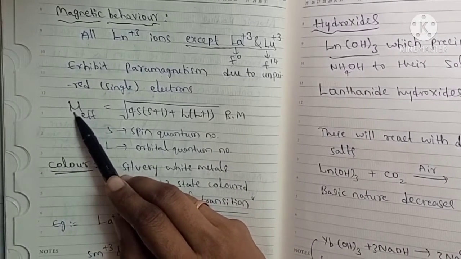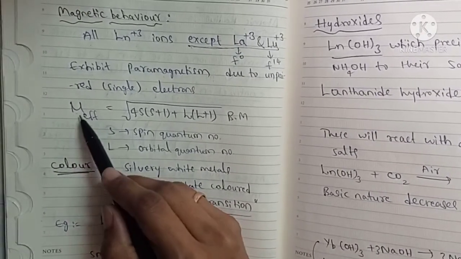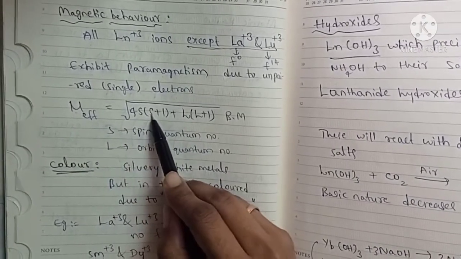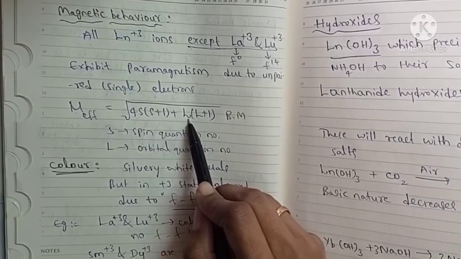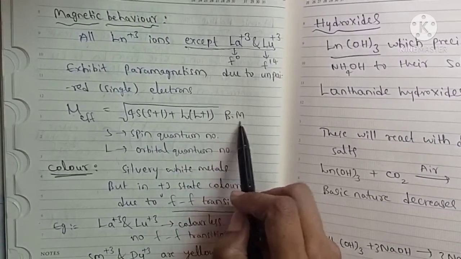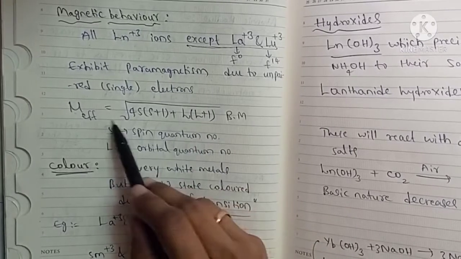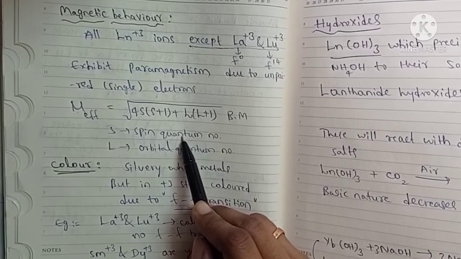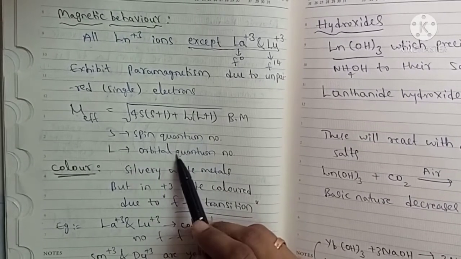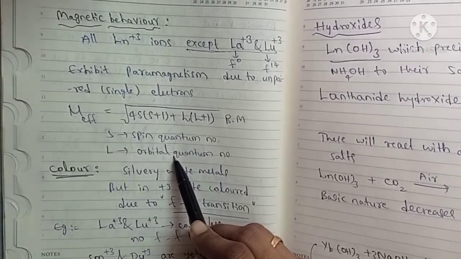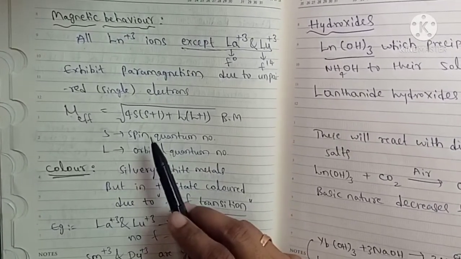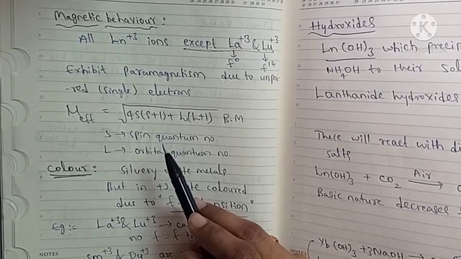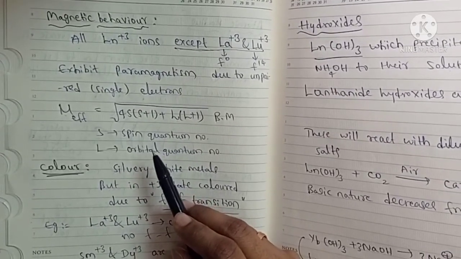will be calculated by using this formula. Mu effective is equal to the square root of 4s(s+1) plus L(L+1) Bohr magneton. So this is the formula to calculate the magnetic moment. Here s is the spin quantum number, and here L is the orbital quantum number. This you already know, L. So here the orbital contribution is also there in the magnetic moment.